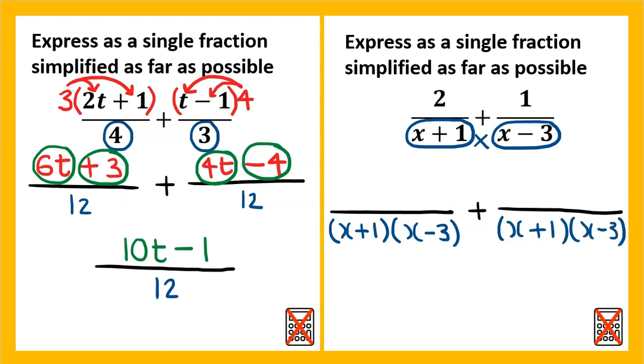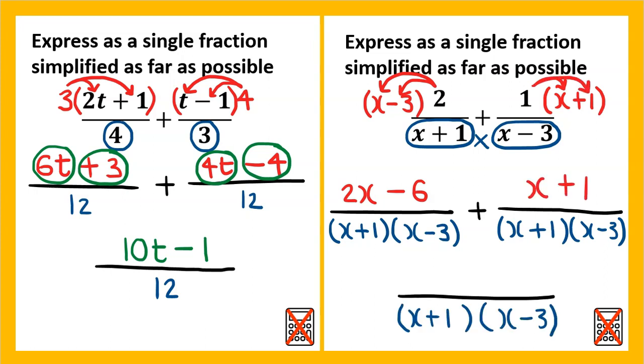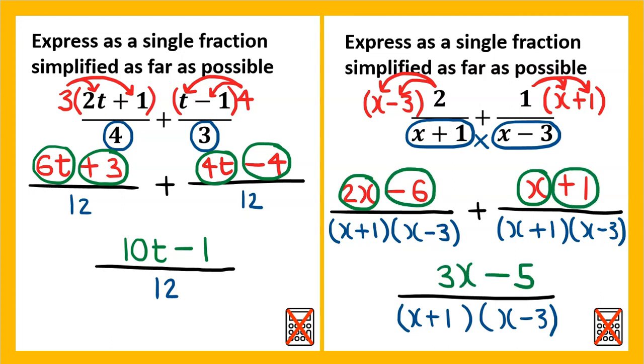So this means that x plus 1 has been multiplied by x minus 3 for the left hand side. That means we need to do 2 multiplied by x, which is 2x, and then 2 multiplied by negative 3, which is negative 6. And on the right hand side, x minus 3 has been multiplied by x plus 1. 1 times x is x, and 1 times 1 is 1. Now simplify these by collecting like terms on the numerator. 2x plus x is 3x, and negative 6 plus 1 is negative 5.